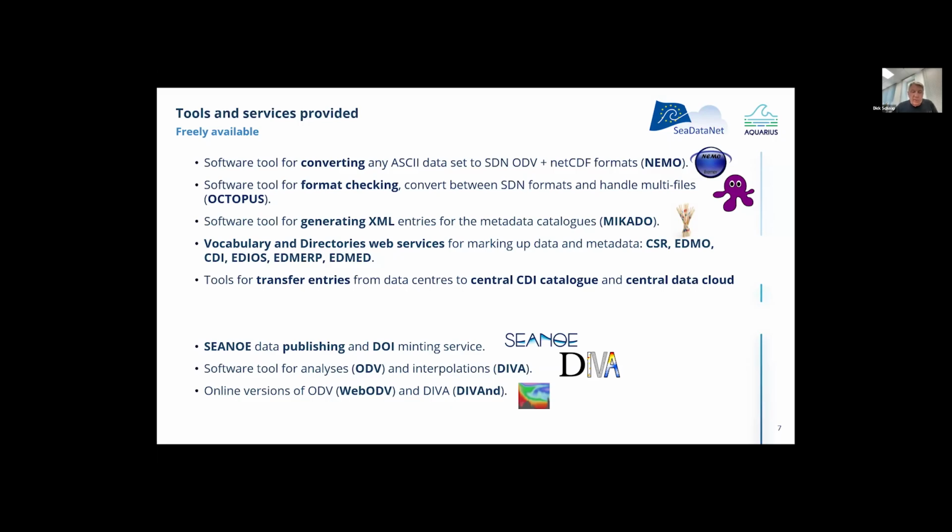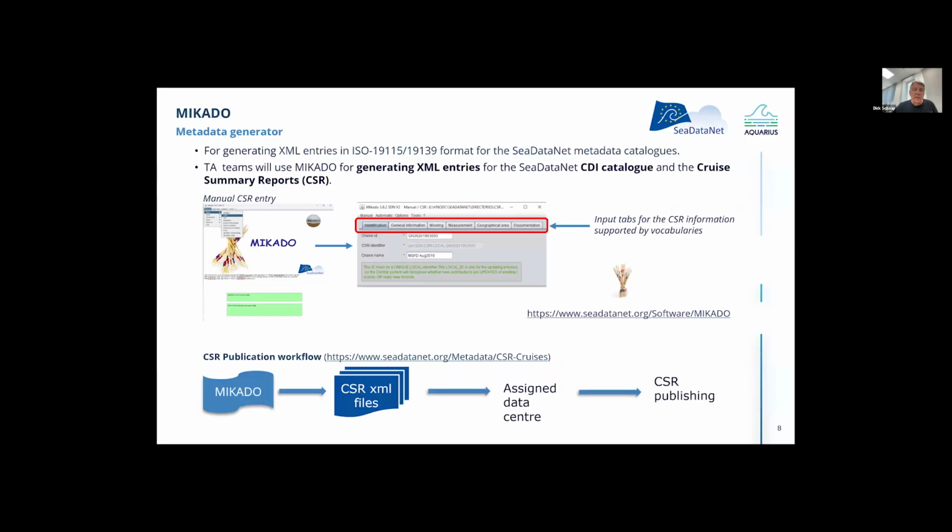There are also several other tools, let's say for analysis, for access, etc. But we are focusing more on the tools that you need, let's say, to populate the service. Here's an example of Mikado. It's a metadata generator, and you can use it in two modes.